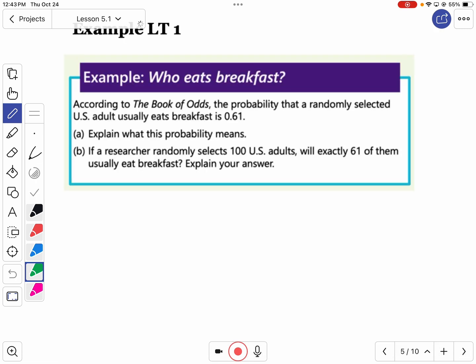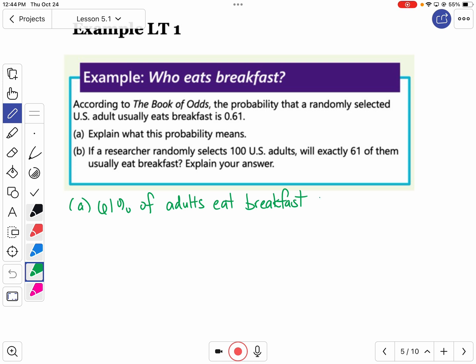All right, so let's jump over and let's look at this one. Okay, who eats breakfast? According to the Book of Odds, the probability that a randomly selected U.S. adult usually eats breakfast is 0.61. Okay, what does that probability mean? 61% of adults. Yep. 61% of adults eat breakfast. That's what it says.